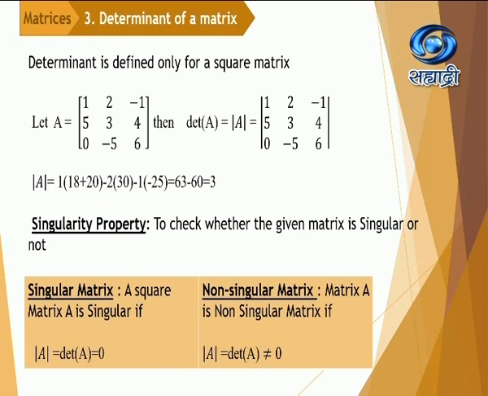After that, depending upon the determinant of a matrix, we have one property, that is singularity of a matrix. To check whether the given matrix is singular or not, the condition is: a square matrix A is singular if determinant A is equal to 0, and A is non-singular if determinant A is not equal to 0. This property is important because while finding A inverse, we are going to use the singularity property.